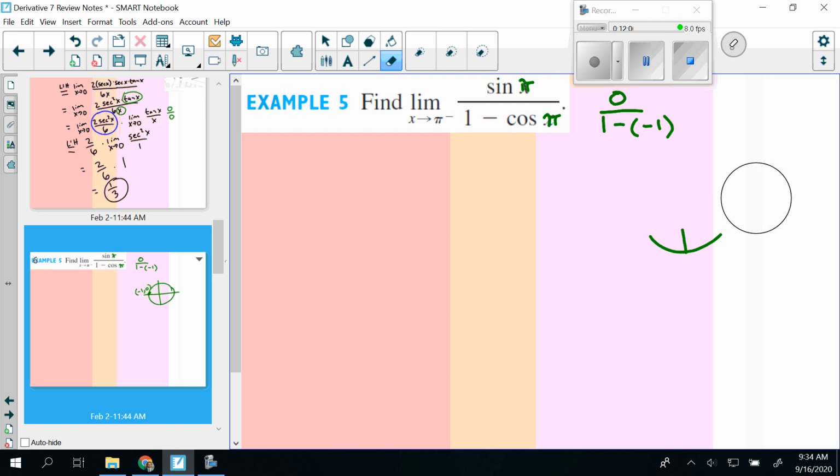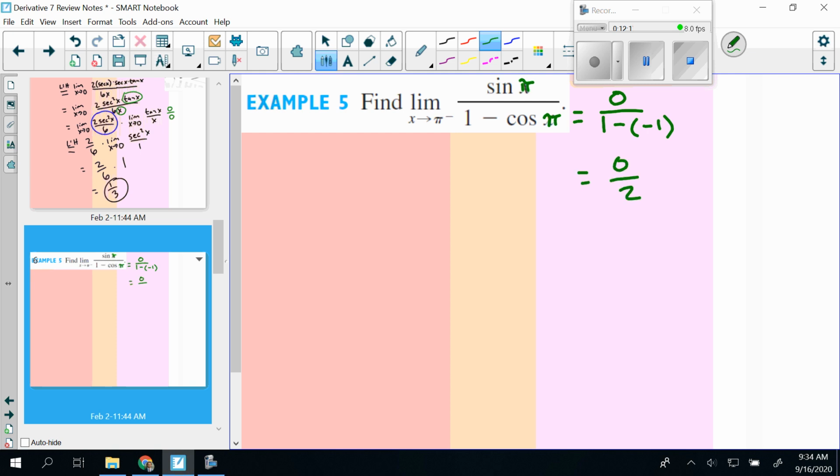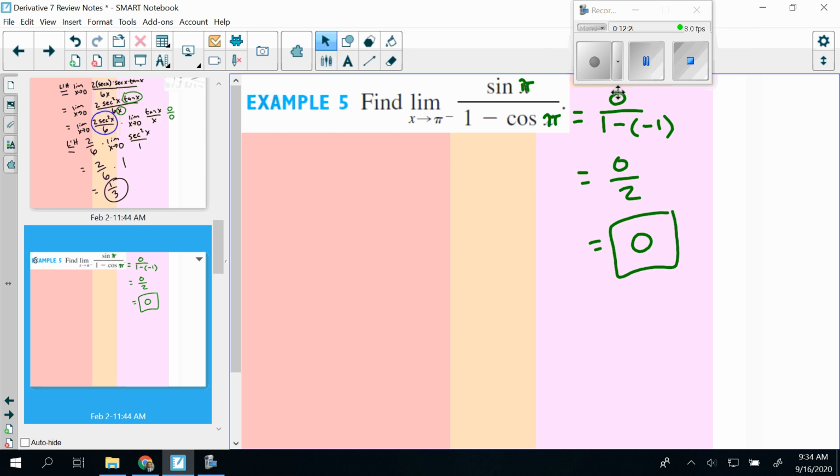Do we get an indeterminate form here? Actually, no, we don't. So if that happens, then don't apply L'Hopital's rule. Here we just get 0 over 2, which would be 0. So if it's not an indeterminate form, don't apply L'Hopital's rule to one that does not end up being either 0 over 0 or infinity over infinity.